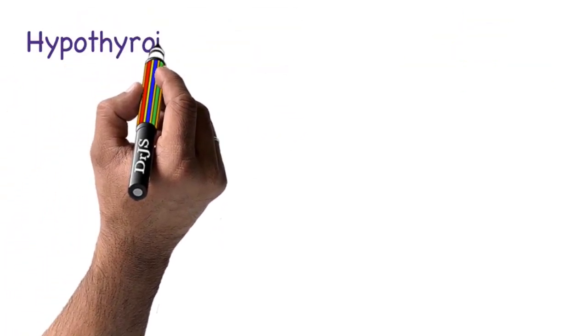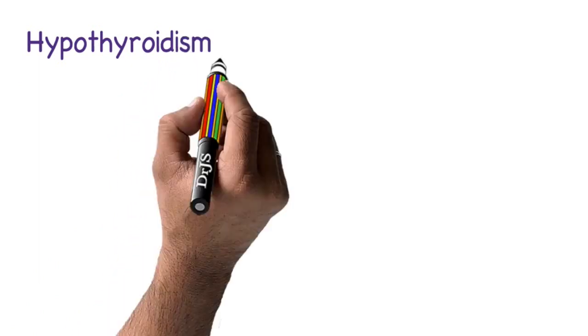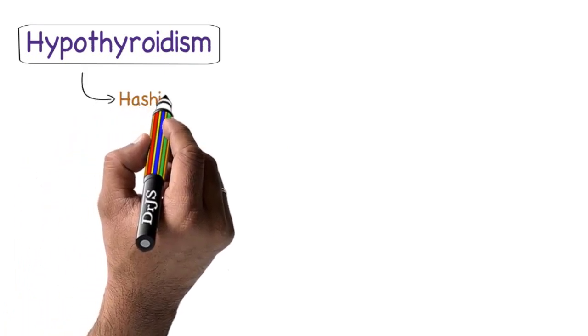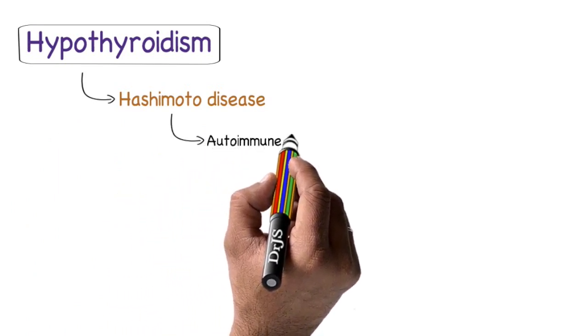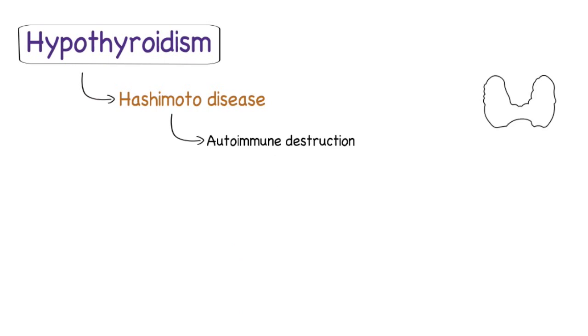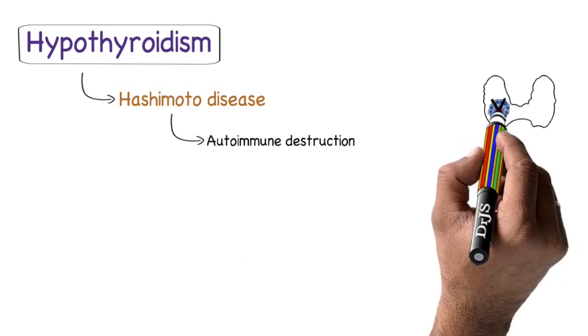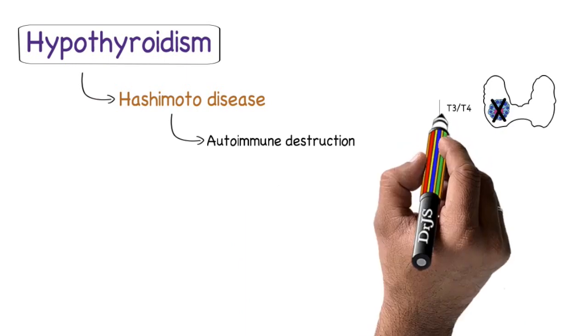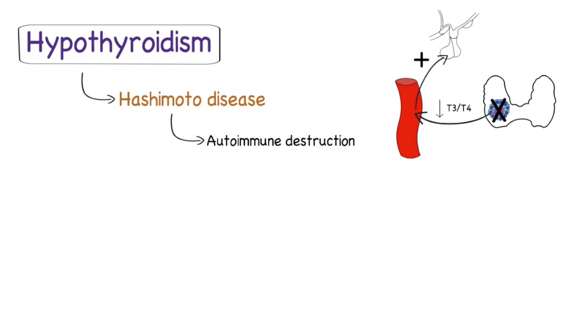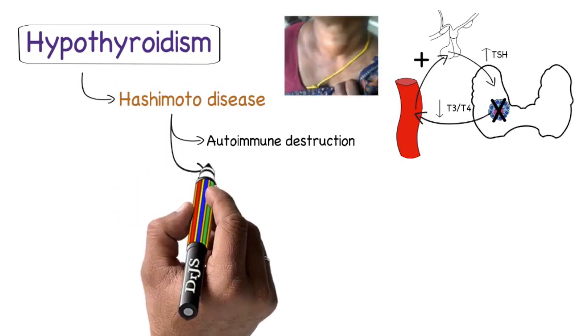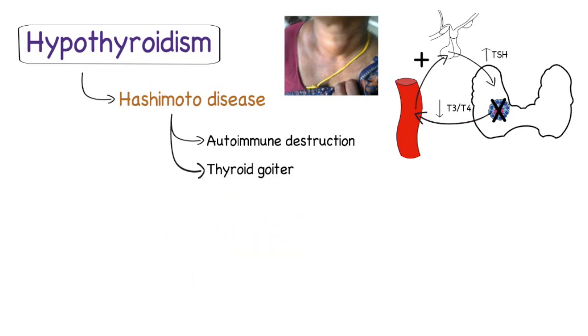Now we will see the diseases which are caused due to hypofunctioning of the thyroid gland. Hashimoto disease. Hashimoto disease is an autoimmune disease in which the thyroid tissue is destroyed by the autoantibodies. As a result, there is decreased production of T3 and T4. This decreased T3 and T4 causes the pituitary stimulation to produce more TSH. Under the effect of more TSH, the size of the thyroid gland is increased, called goiter.